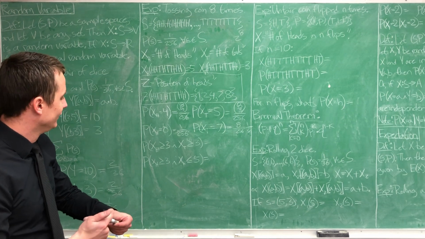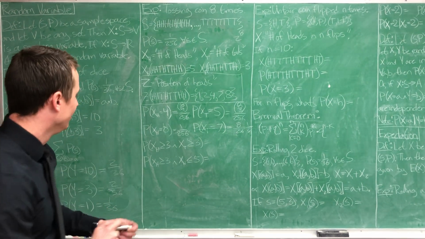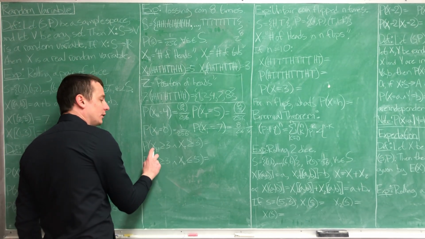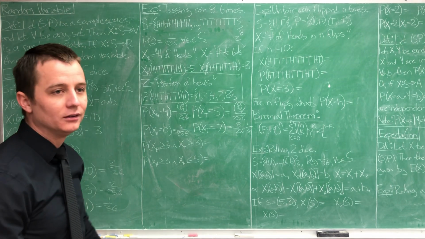Next, let's ask a slightly more convoluted question. What is the probability that the number of heads is greater than or equal to 3 and the number of tails is greater than or equal to 3?